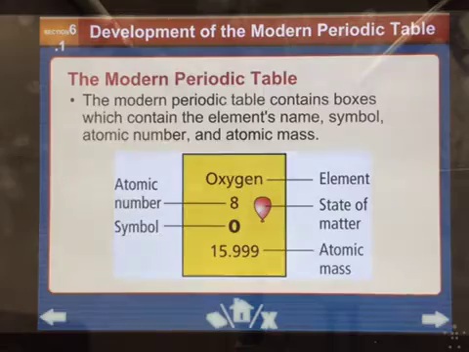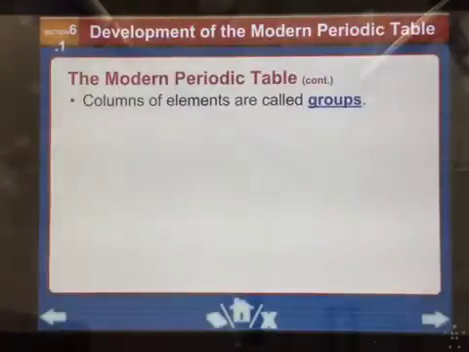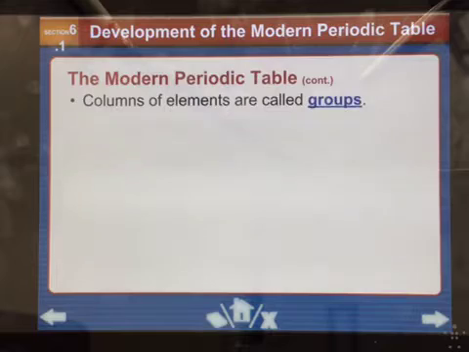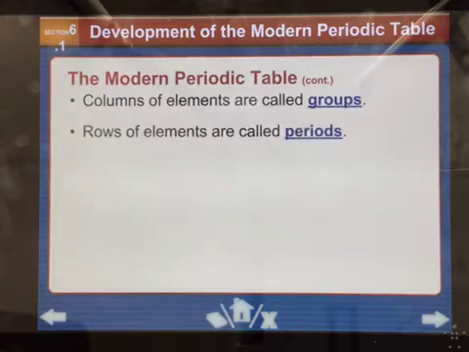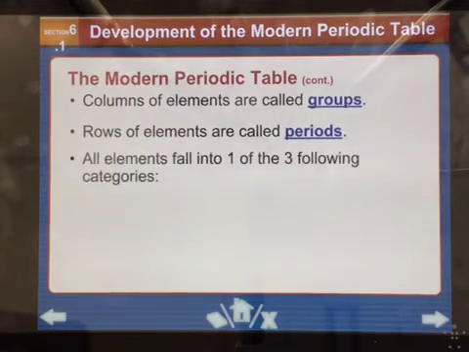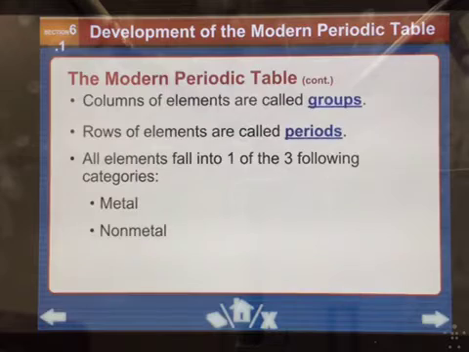So continuing on with a little bit of review, first of all. A few weeks ago we talked about how columns on the periodic table are called groups. They could also be called families, so you might want to make note of that. And then the rows from left to right are called periods. And then each and every element on the periodic table will fall into one of these three categories. Every element is either going to be a metal, a non-metal, or a metalloid.